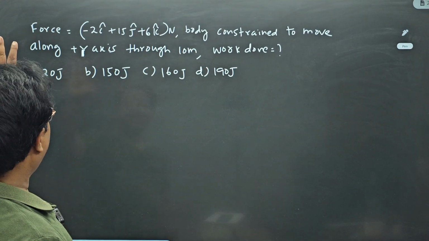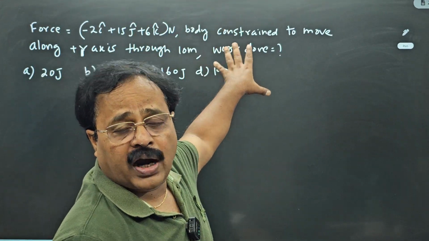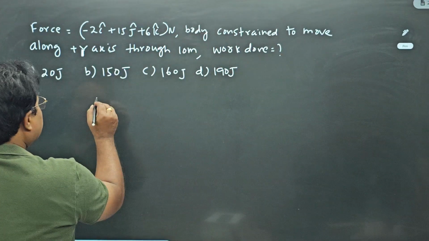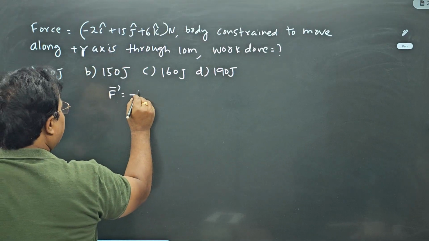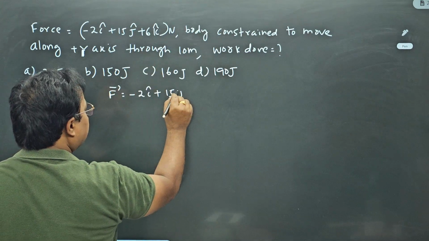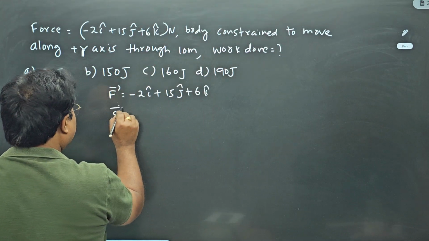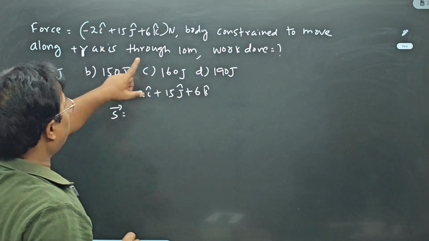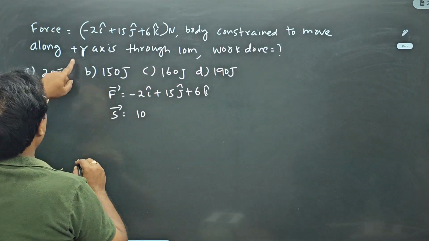Now, you see, we'll find work done here. What is the force vector? Here the force vector is given as minus 2i cap plus 15 j cap plus 6 k cap. Okay, what is the displacement vector? The body is constant to move through 10 meter, 10 meter along positive y-axis.